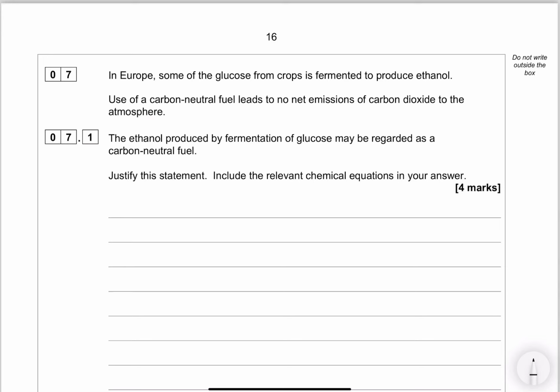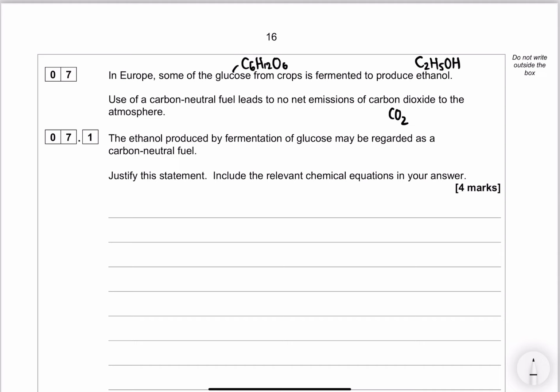In Europe, some of the glucose from crops is fermented to produce ethanol. So let's have a think about what that is. Glucose, we know, is C6H12O6, and ethanol is C2H5OH. Use of a carbon neutral fuel leads to no net emissions of CO2 to the atmosphere. The ethanol produced by fermentation of glucose may be regarded as carbon neutral. Justify this statement, including the relevant chemical equations in your answer.